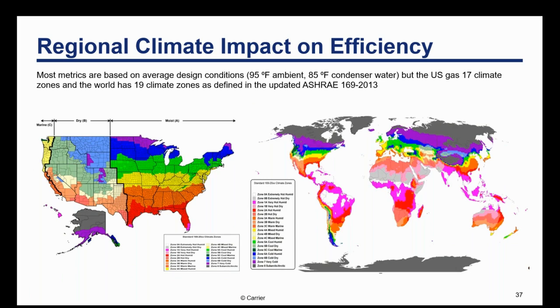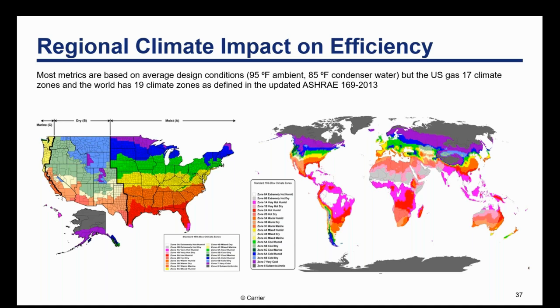So ASHRAE 169 divides the world into climate zones. In some recent work, we went from 17 climate zones to 19, and you can see the color codes there. As you go from the south to the north, it goes from warmer climate zones to colder climate zones. The south are the lower numbers, climate zones 0, 1, 2, 3, 4, and 7, 8, and 9 are the cold climate zones. Then we divide them into moist climate zones, which are the A zones, the B zones are the dry climate zones, and C are the marine.